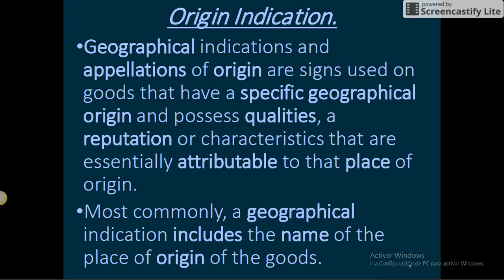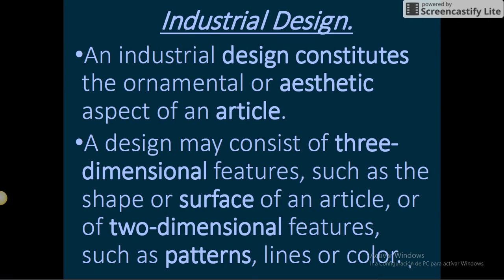Origin indication. Geographical indications and appellations of origin are signs used on goods that have a specific geographical origin and possess qualities, reputation or characteristics that are essentially attributable to that place of origin. Most commonly, a geographical indication includes the name of the place of origin of the goods. Industrial design. An industrial design constitutes the ornamental or aesthetic aspect of an article. A design may consist of three-dimensional features, such as the shape or surface of an article, or of two-dimensional features, such as patterns, lines or color.